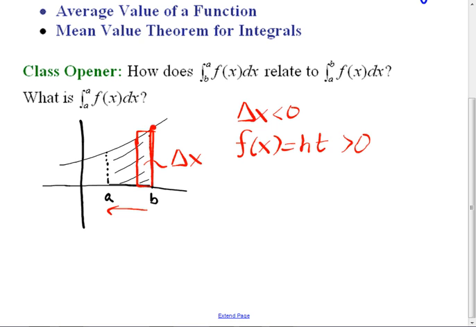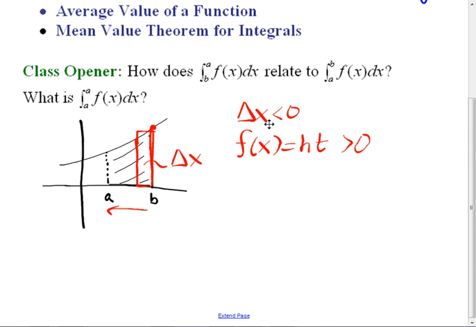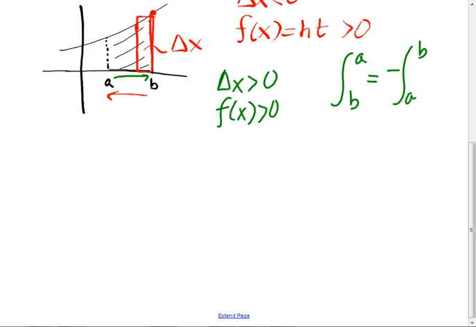So what's the integral from b to a? How does that relate as opposed to going from a to b? Delta x is negative, the y value is still positive. So the integral from b to a, how does that relate to a to b? They're negatives, opposites of each other, because of the direction. If you can't see, please remind me to slide the board. Is that okay?